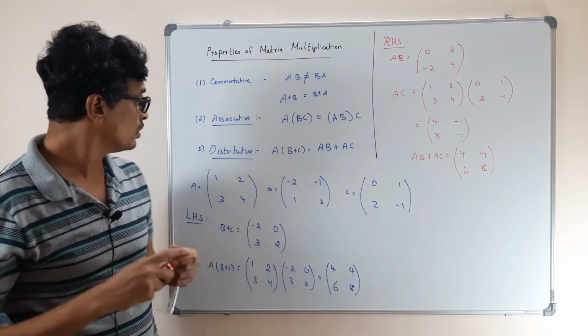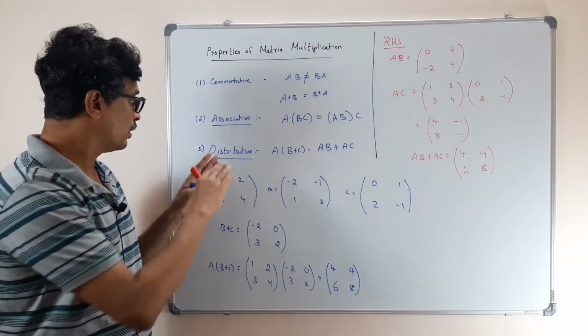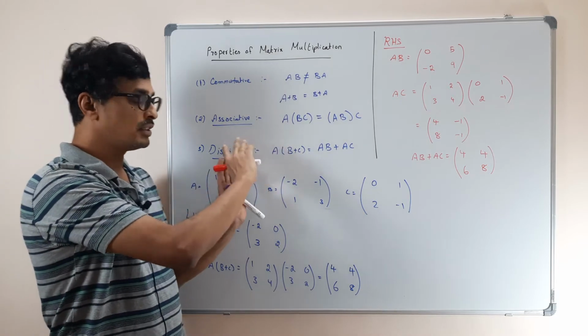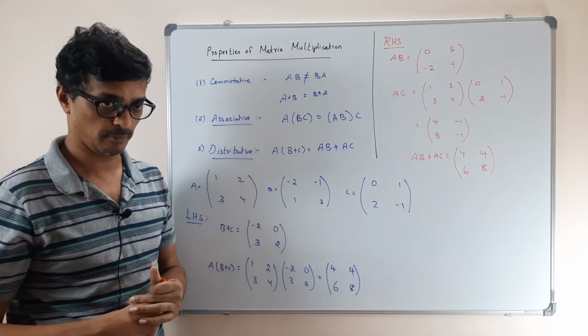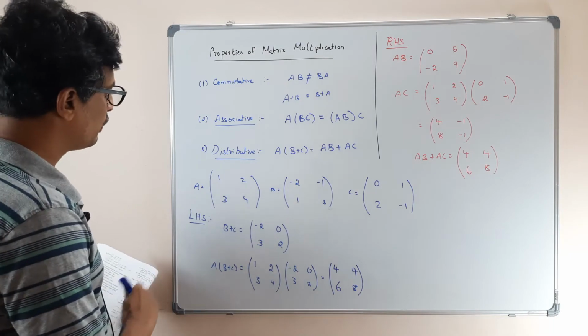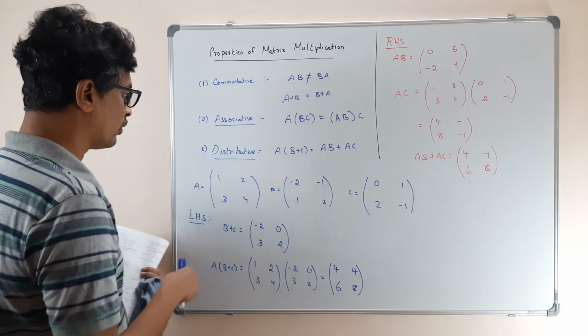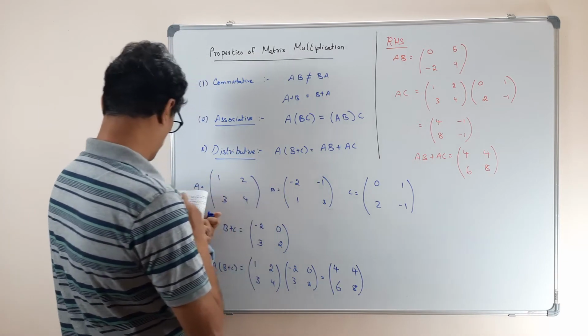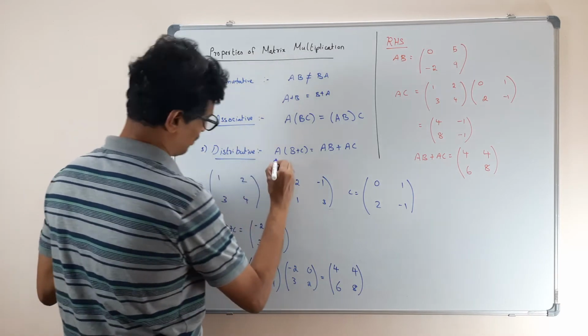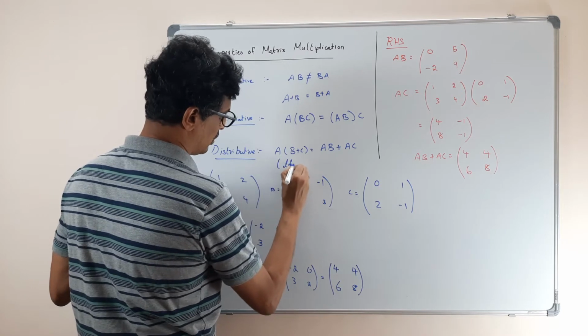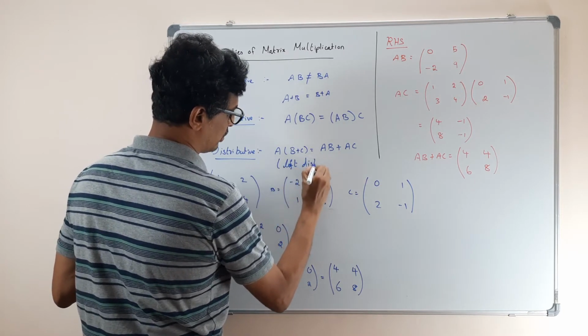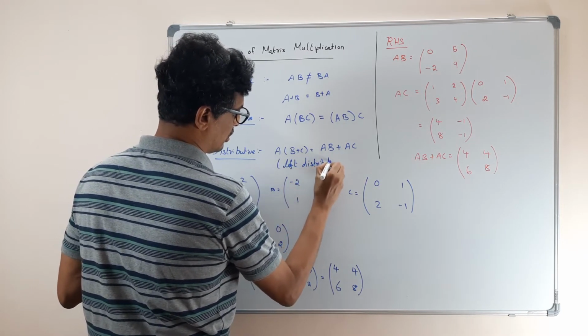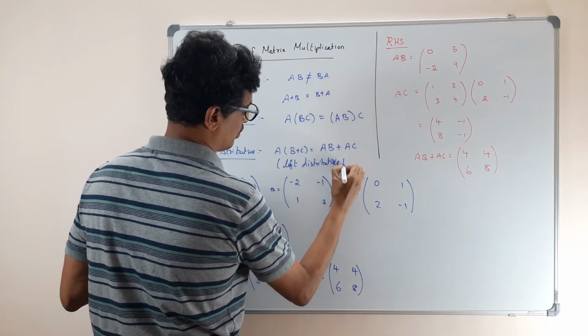Okay, so the matrix addition and multiplication follow the distributive property. Now see this distributive law, they call it the left distributive law. Left distributive property. Okay, they write this law, but I don't know.